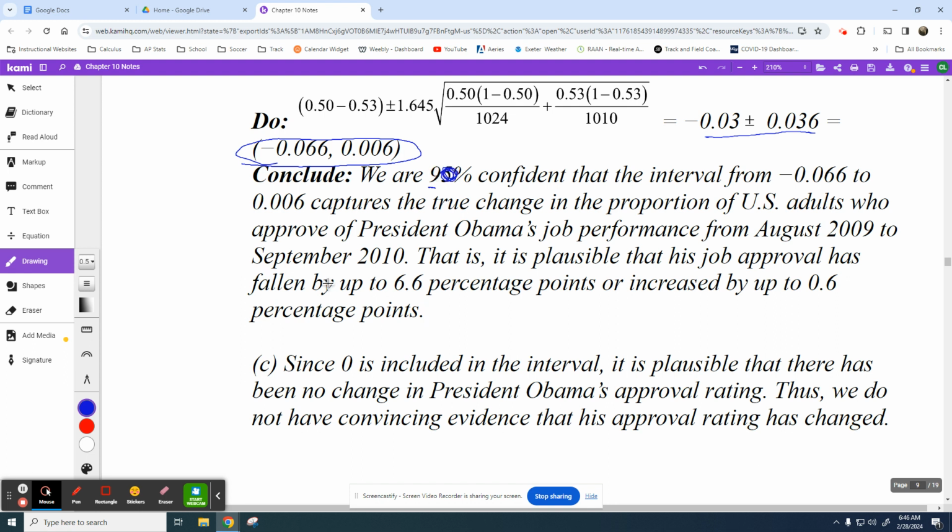We're 90% confident because that's a 90% one. We're 90% confident that the interval from blah, blah, blah to blah, blah, blah captures the true change in the proportion of U.S. adults. So it is plausible that his job approval has fallen by up to 6.6%, or increased by up to 0.6%. So if you look at this, it could have fallen 6.6%, or it could have increased 0.6%.